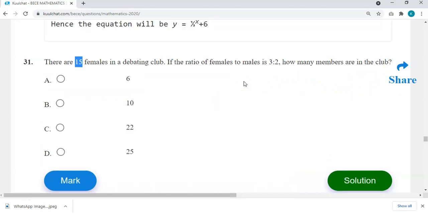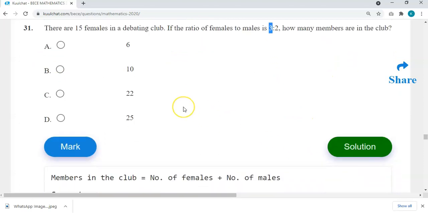Okay, so like I said, a value from a ratio is just the ratio over the sum of the ratio times the total of what gave the ratio. Here we were given the number, which is the value, which is the females. So we use the ratio of female, which is 3 over the sum of the ratio, which is 3 plus 2 is 5. So 3 over 5 times the total. The total is what we are looking for, how many members are in the club, should give us 15. Then we calculate for our value of x.